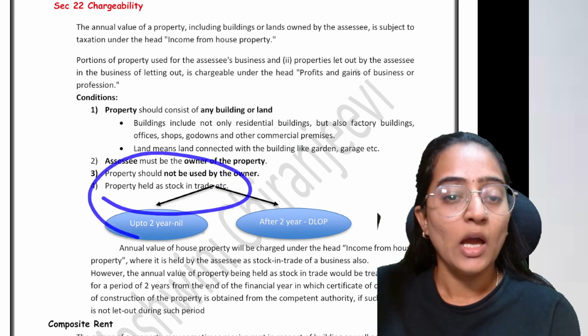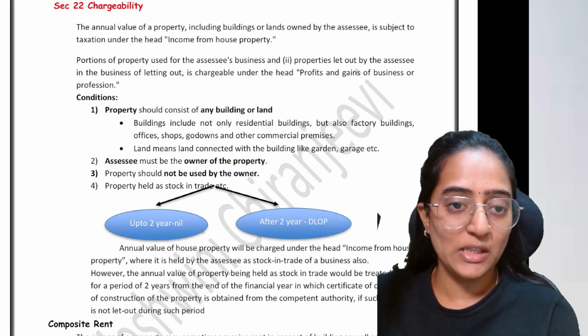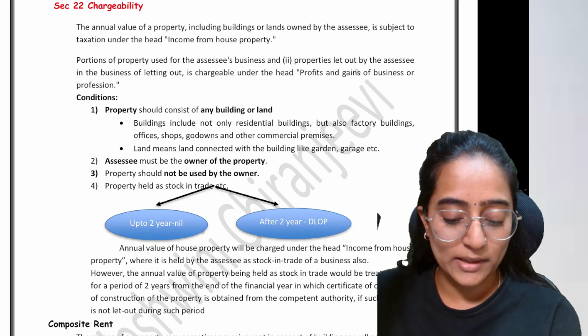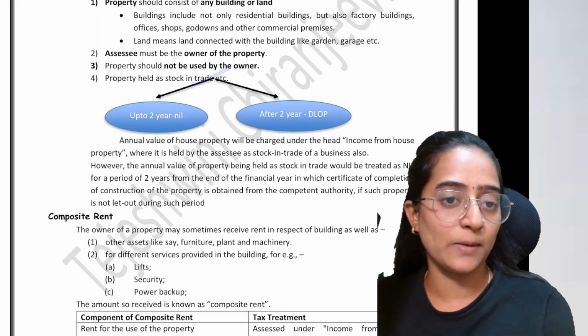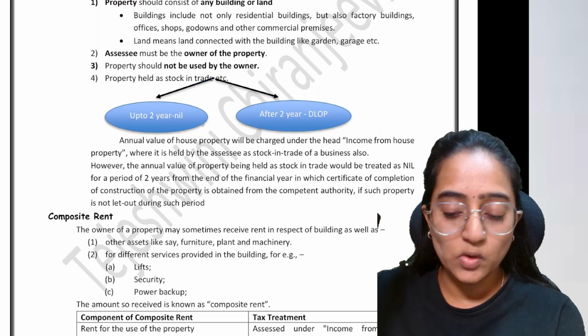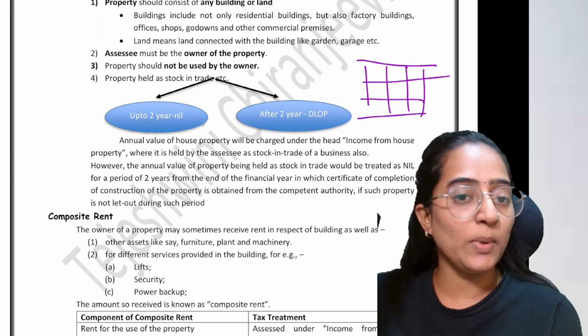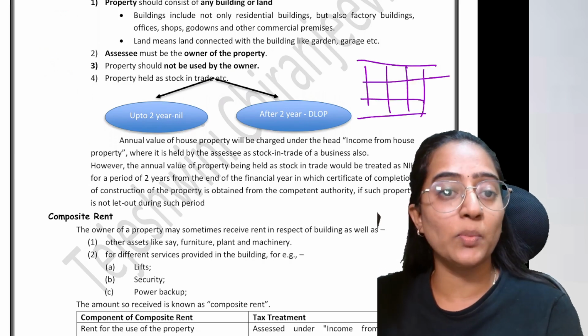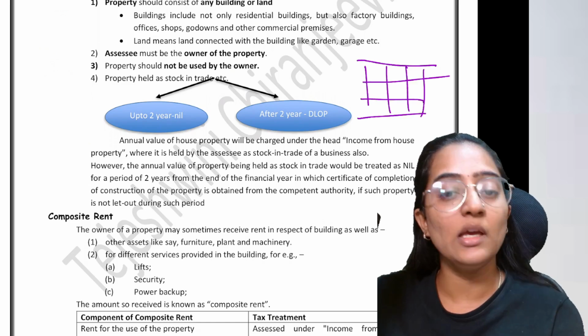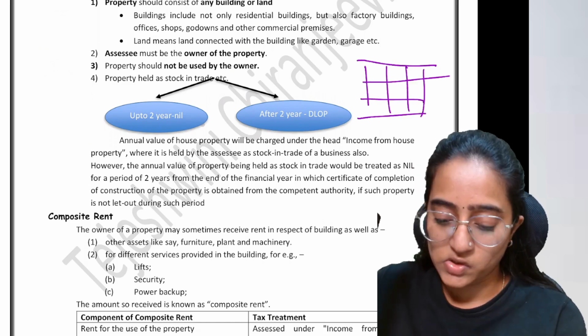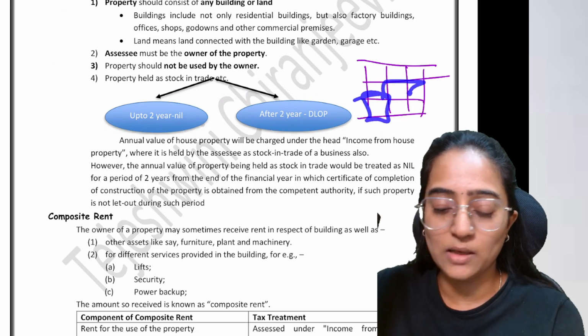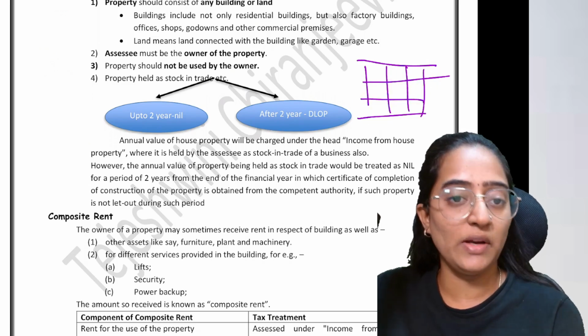Property held as stock in trade is also considered as property, provided you understand a point over here. Stock in trade: you have seen the apartments. There will be many flats, and the flats would be considered as inventory for the business of those people who are constructing. This is nothing but the PGBP income for them. That is nothing but the inventory.